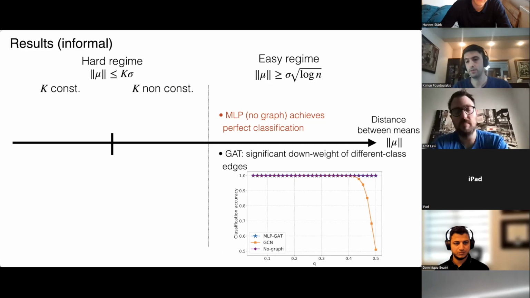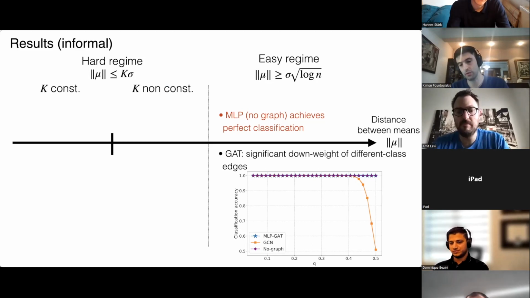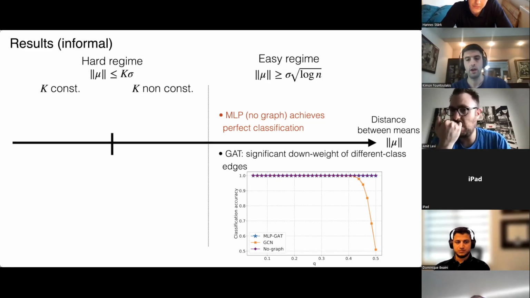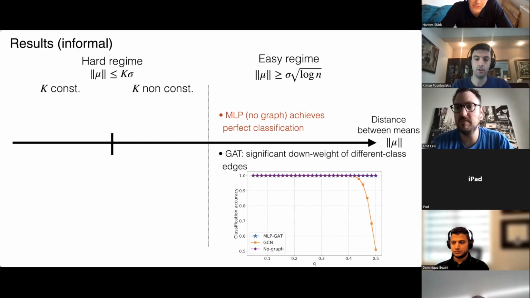So what does that mean in terms of node classification? What you see in that plot is basically a theorem, which we'll discuss later on. In the x-axis, we have Q, which is the noise parameter for the graph. And in the y-axis, we have the node classification accuracy. And you can see that here, the distance between the means has been chosen to be large enough such that we are in the easy regime. And here you can see that the GAT model achieves 100% accuracy for any Q, right?